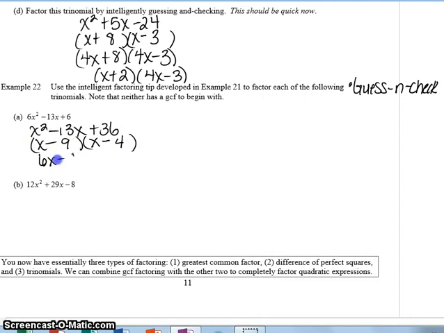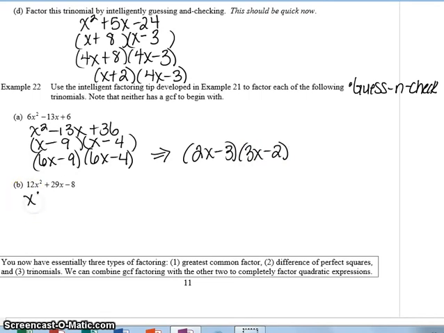Slip the 6 back in front of both binomials, and then you have to reduce each binomial. So the first binomial, I'm going to divide them both by 3, and I'm left with 2x minus 3. The second binomial, I divide them both by 2, and I'm going to get 3x minus 2. And that's my answer.